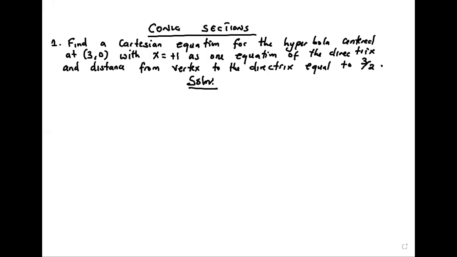So if this is the hyperbola, we'll have the center here, (3, 0), and then x equal to 1 as the directrix. And then we are told that 3/2 is the distance from the directrix to the vertex.